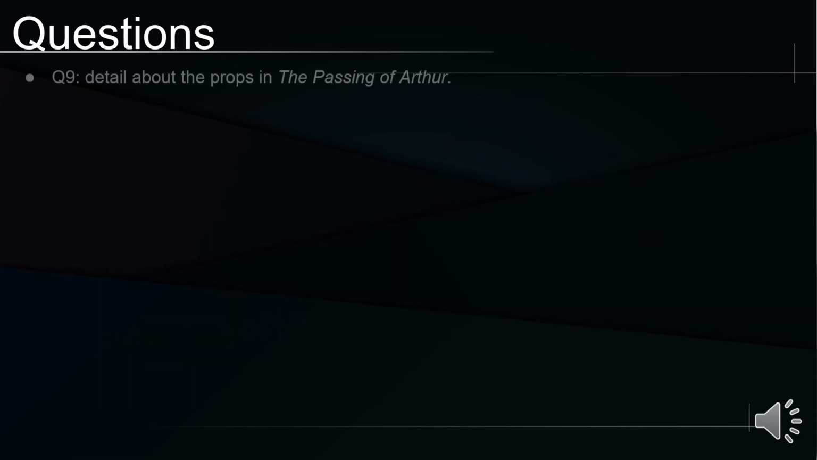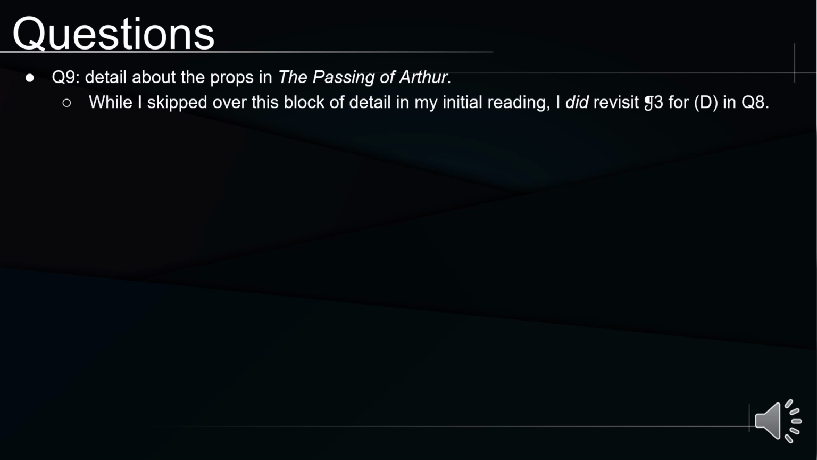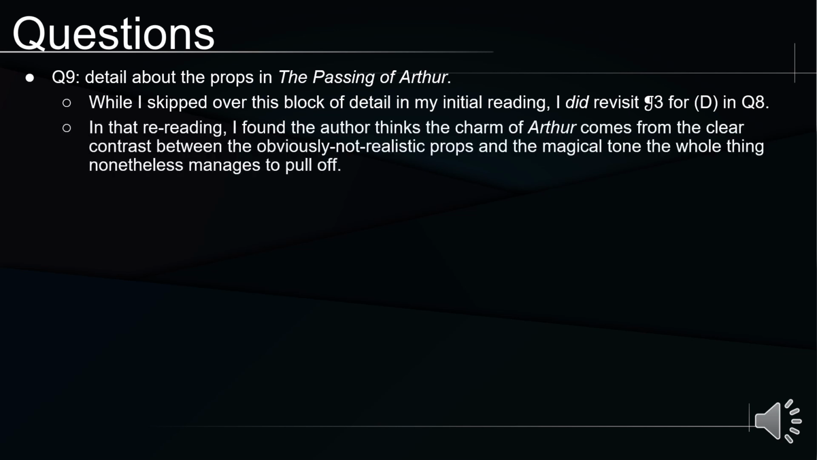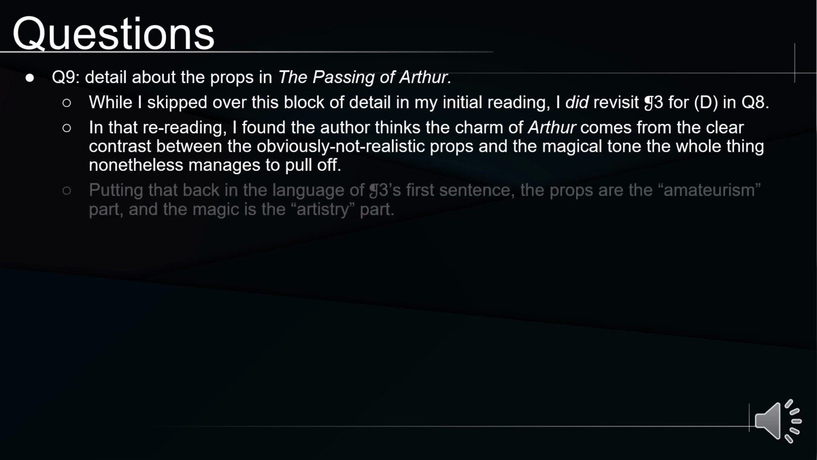Let's continue moving into the passage here. So, number 9, details about the props in the passing of Arthur. While I skipped over this block of detail in my initial reading, I did revisit paragraph 3 for answer choice D in question 8, as we just discussed here. So, in that rereading, I found that the author thinks the charm of Arthur comes from the clear contrast between the obviously not realistic props, like the broomsticks and the muslin, window dressings that she used, and the magical tone that the overall piece of work nonetheless manages to pull off. That's what I got out of paragraph 3.